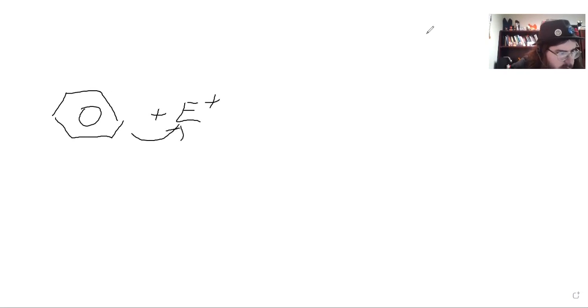So we have benzene, we have an electrophile. The pi bond is going to attack there. We're going to form the sigma complex. The sigma complex is going to be this resonance stabilized intermediate.